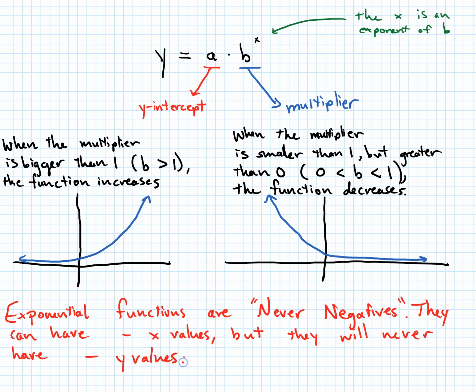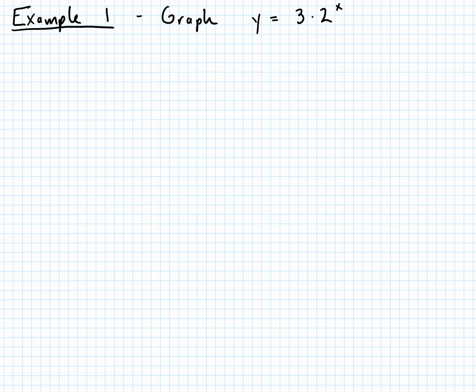And this is true in Math 1. You'll learn in Math 3 that sometimes they do have negative y values. But for now, just think about it like this: exponential functions will never have negative y values. I'll call them never negatives. We're going to do 3 examples. We'll do the first 2 together, and then the third one you'll do on your own.